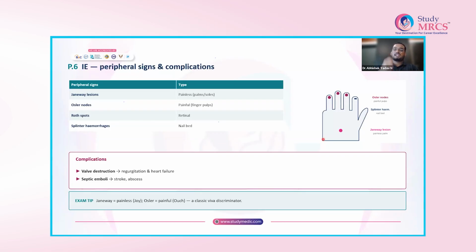Roth spots: when you do a retinal examination, you can see Roth spots. Splinter hemorrhages in the nails. There can be questions like what hand signs to expect in infective endocarditis. Remember, it's splinter hemorrhages, Janeway lesions, as well as Osler nodes. Complications can lead to valve destruction, which can lead to regurgitation of the valve or heart failure. Septic emboli can develop into stroke and abscess. So that's what you have to remember.